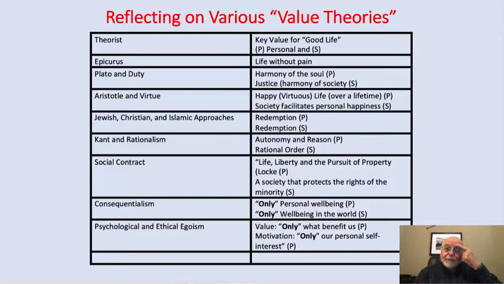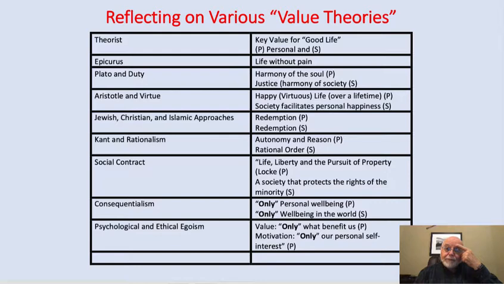You'll notice that the right-hand column contains a personal and social aspect. If it's personal, it's got a little P in brackets. After it's social, it's got S in brackets. Epicurus, for example, was interested in a life without pain. That was the good life. That was his high value. Plato, on the other hand, was interested in harmony of the soul, the three parts of the soul living in harmony and being ruled by reason.